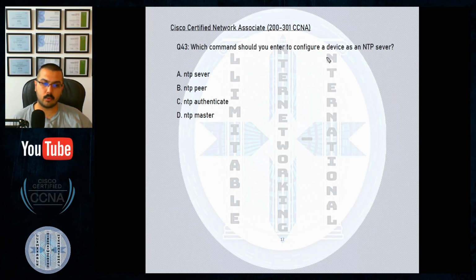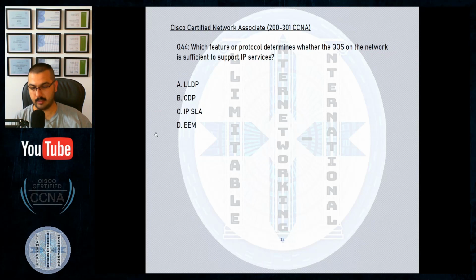Which command should you enter to configure a device as an NTP server? We have the lab, and it was NTP master. Yep, NTP master, and you should also specify a stratum for that. If you did not, it will be stratum 8.